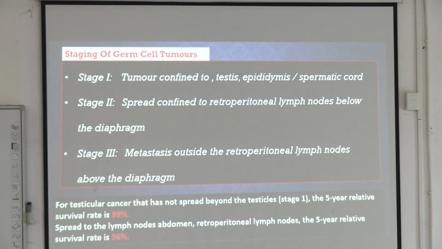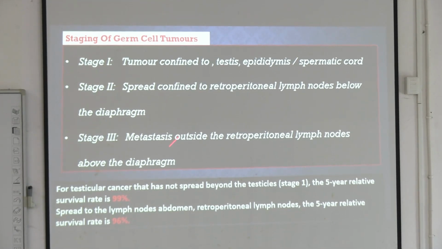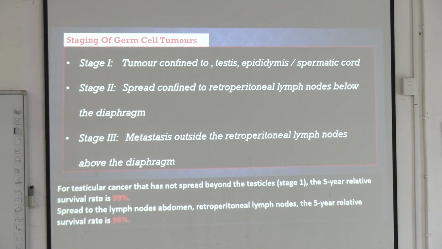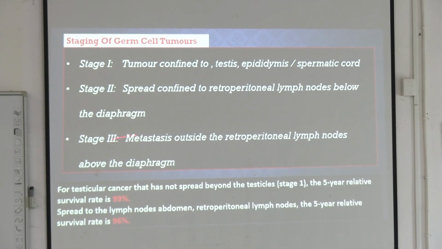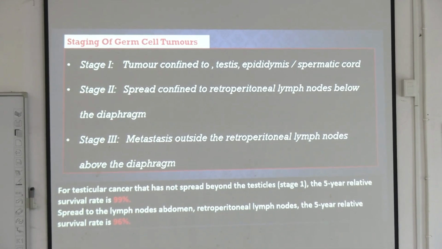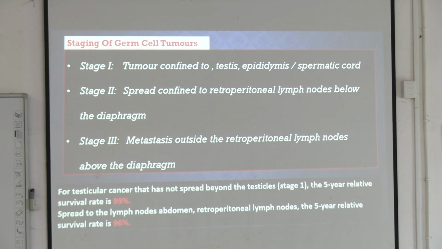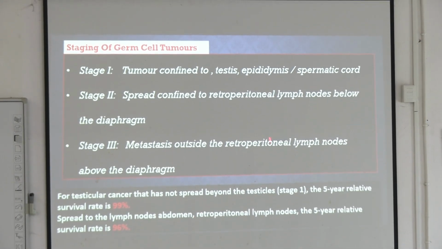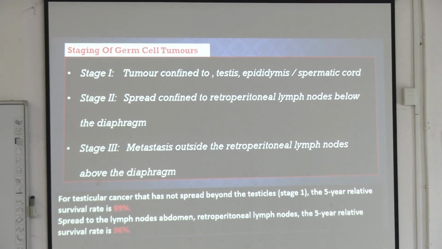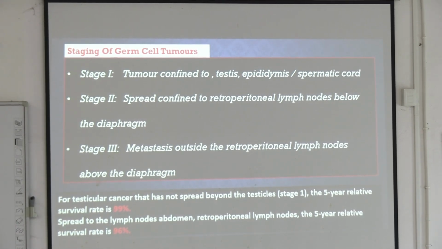Now, staging. A tumor confined within the testis has a better prognosis than one spreading from the primary to different parts. Stage 1 is confined to the testis, stage 2 goes to the retroperitoneal lymph nodes below the diaphragm. If it goes beyond this, above the diaphragm, the prognosis is poor. For a localized tumor the survival rate is 99%, and if it goes to the retroperitoneal and other lymph nodes, the 5-year survival rate is 96%, but it is still better for seminoma. Clear?